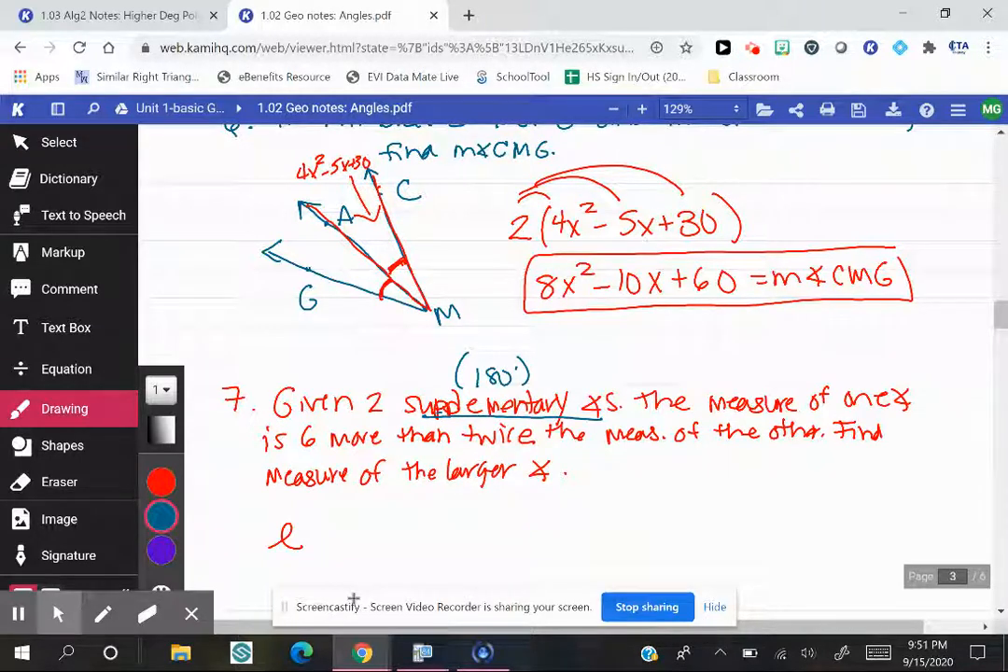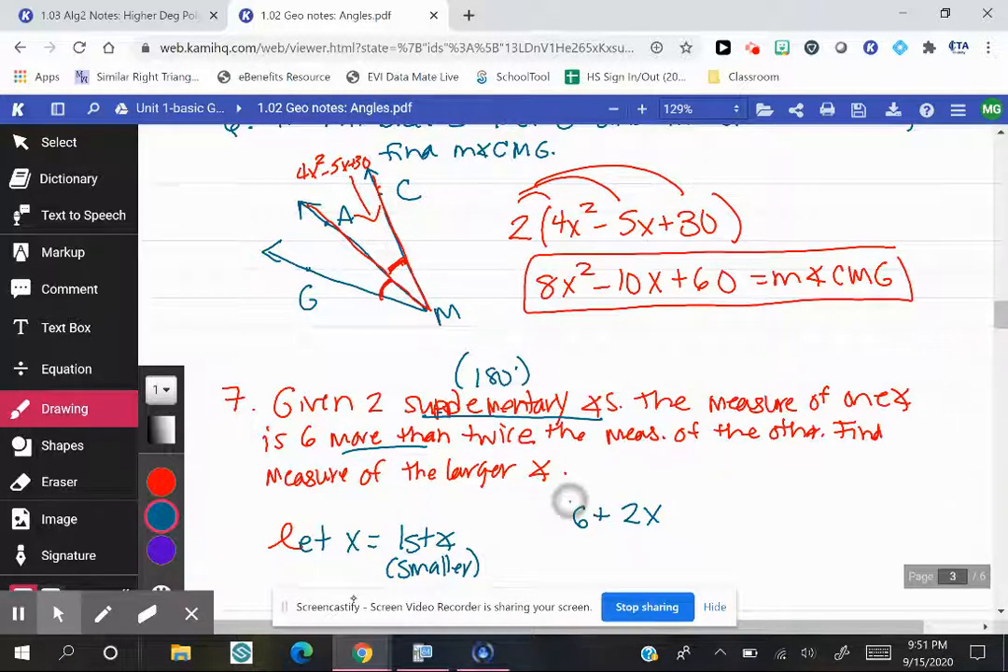So think about 6 more than twice. Is that angle going to be bigger or smaller than that other angle? Well, if you're 6 more than twice, it's going to be bigger. So we want to let x equal the first angle, which is going to be your smaller angle. So we know that one angle is x, the other angle is 6 more than, so addition, twice the measure of the other. So 6 more than 2 times the smaller angle.